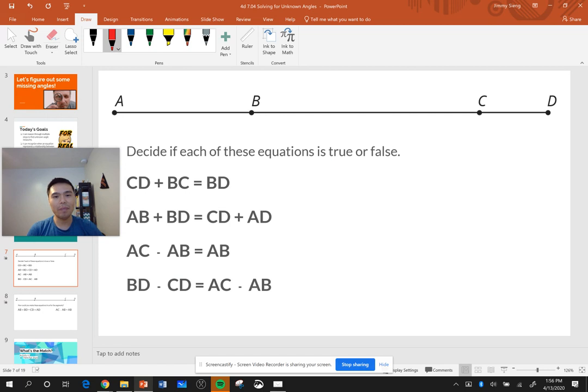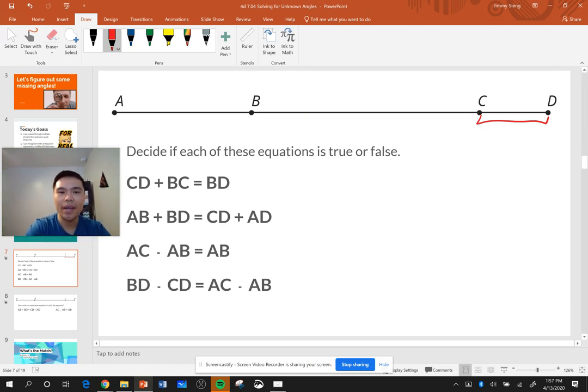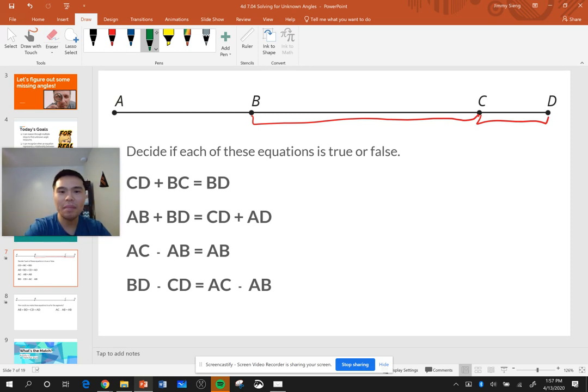So now let's look into an example problem. I want to see if these are true or false. I have here A, B, C, D on that line segment right up there, right? Let's check each equation that we got. So here I have CD. I'm going to mark that right here, and I'm adding BC to it. That's going to be all in red. So I have CD plus BC. The question is, does that give me BD?